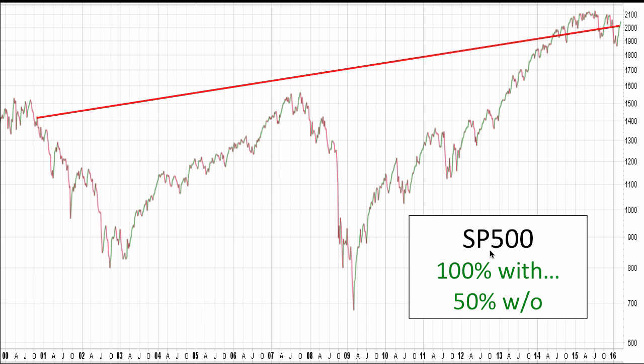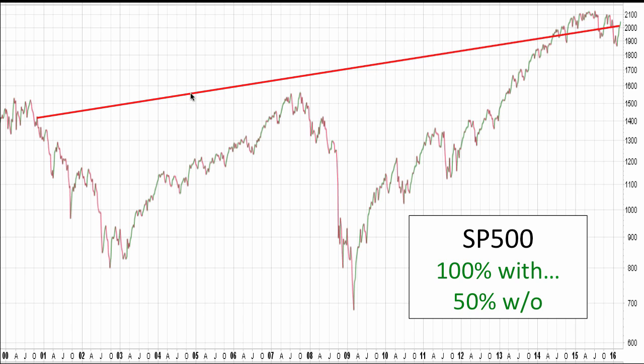So, look at the screen here. This is the S&P 500, and it starts from 2000 and goes till today. Now, the red line shows you where it starts back in November of 2000 till today. And during that time period, if you bought the S&P 500 and you reinvested your dividends, you'd be up 100% of your money.